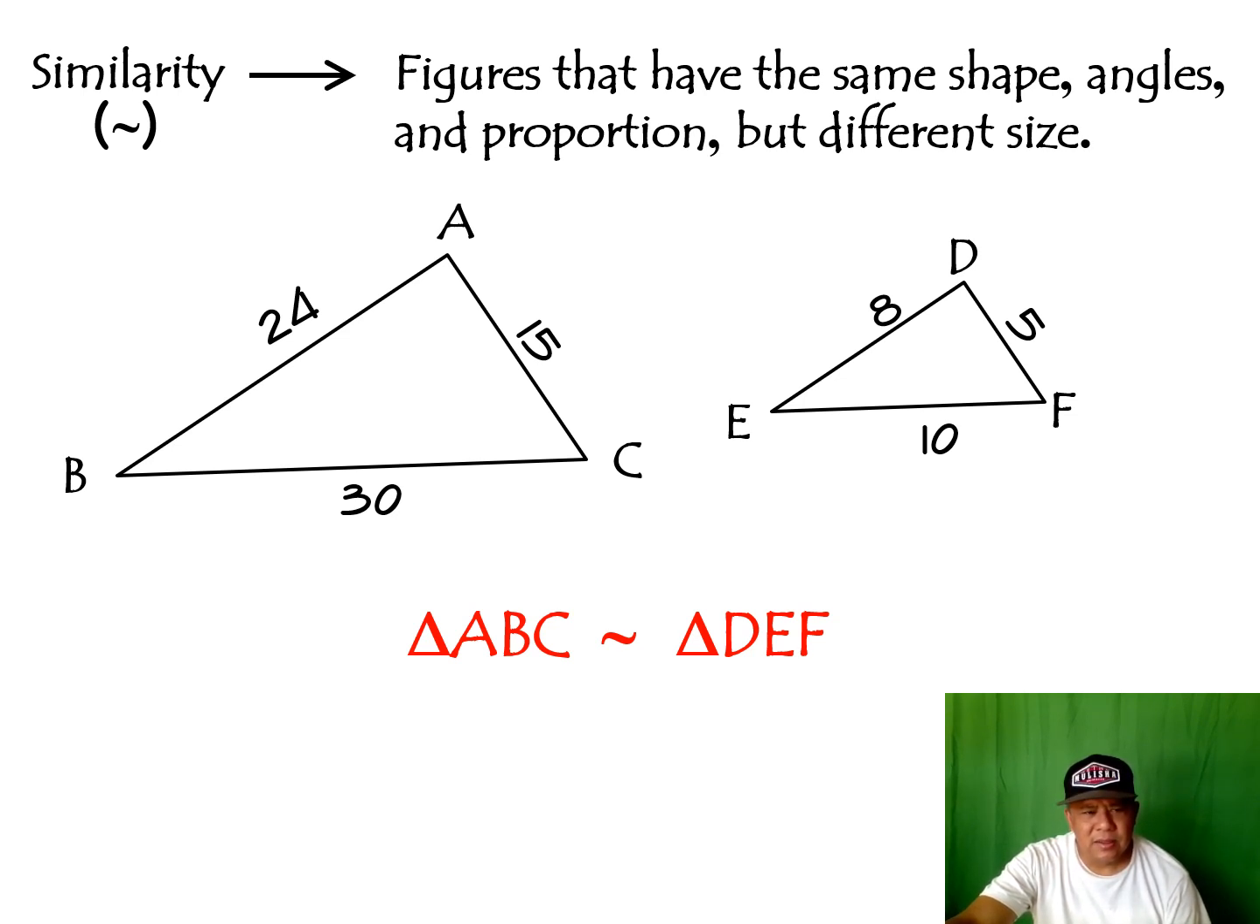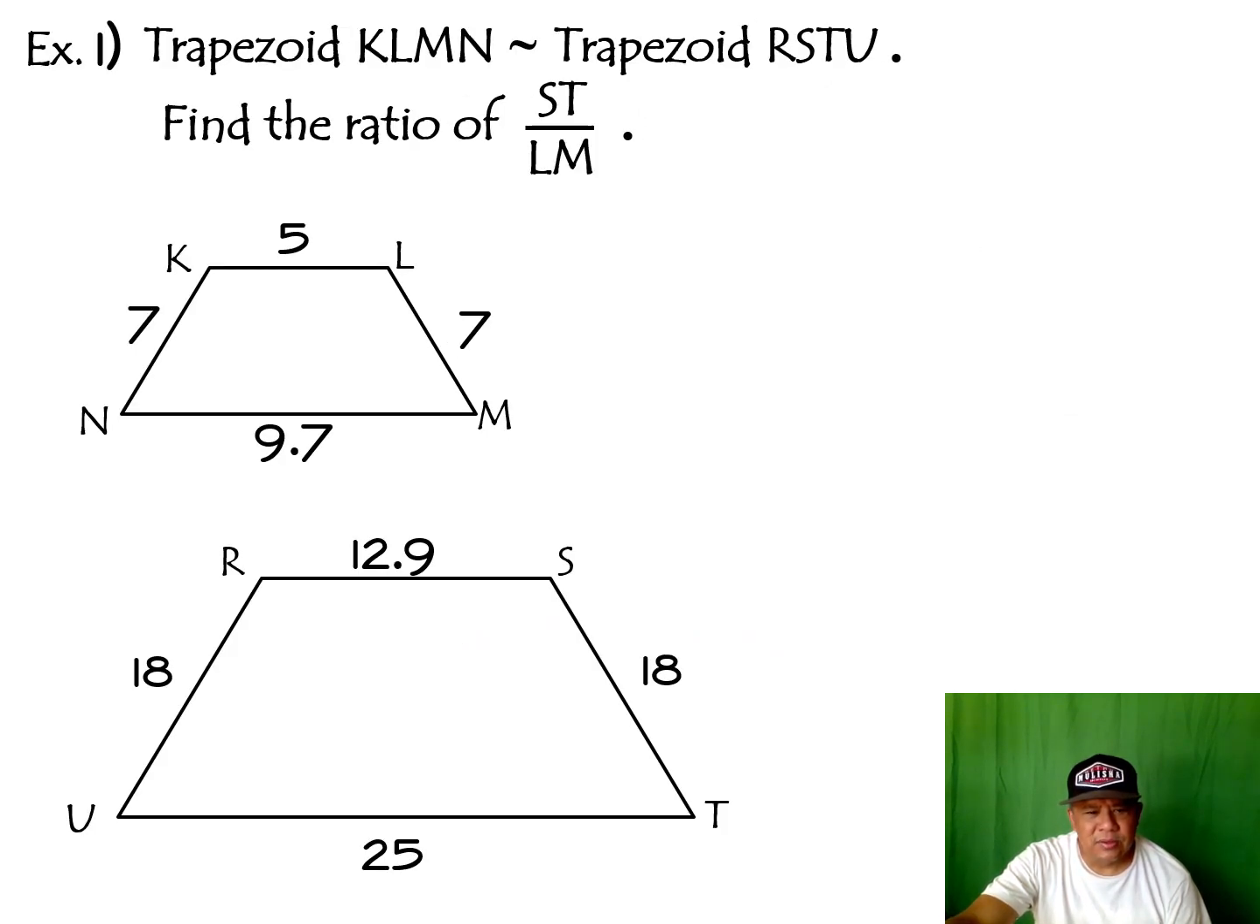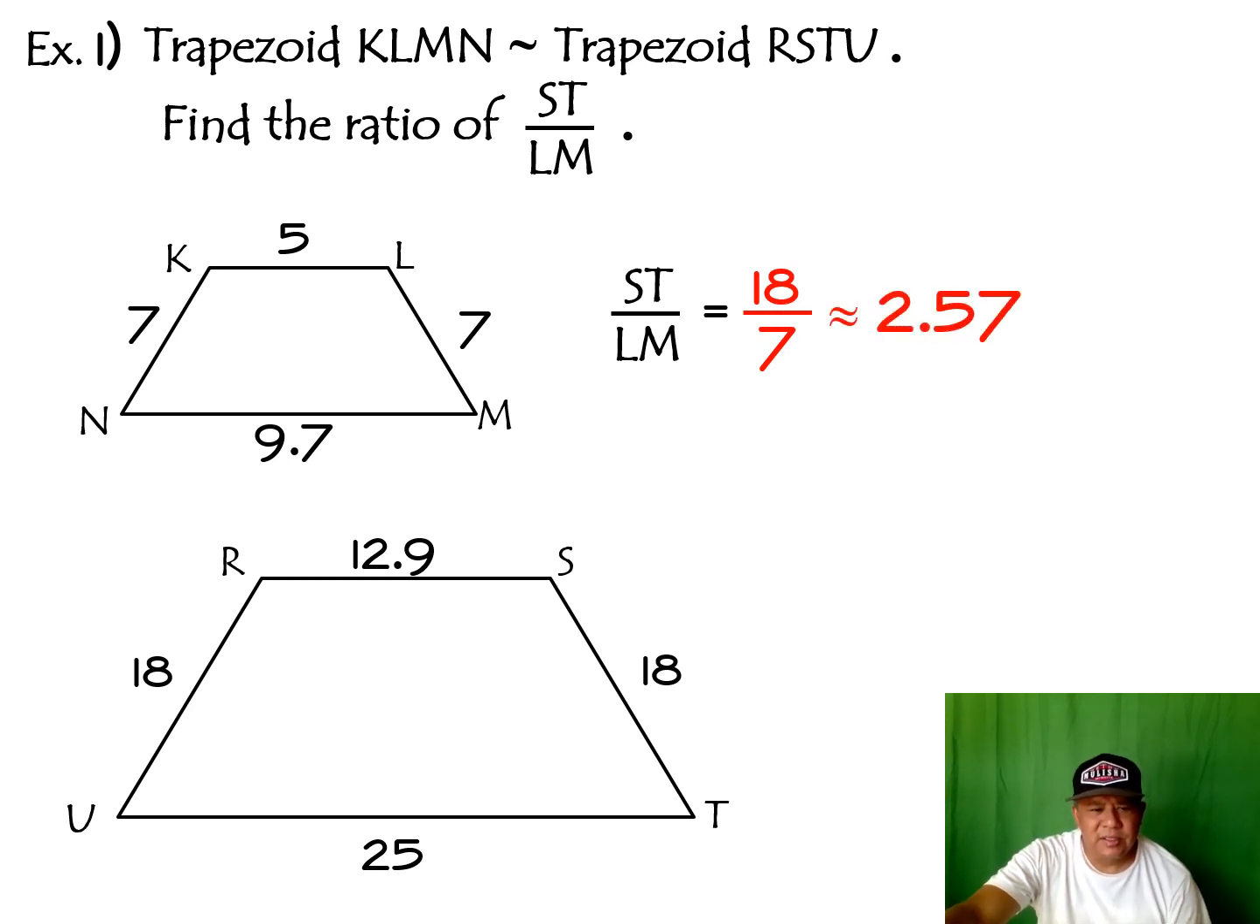Okay, now let's go ahead and apply it. Let's go to example 1. Trapezoid KLMN is similar to trapezoid RSTU. Find the ratio of ST to LM. So it's very simple. What is ST? Well, ST is 18, so you just substitute 18 over 7, and the ratio of ST to LM is 2.57.